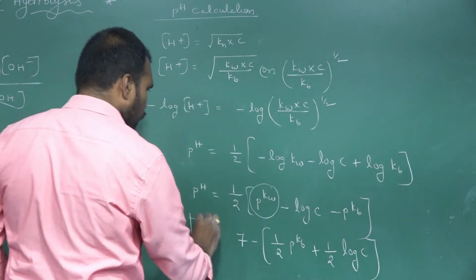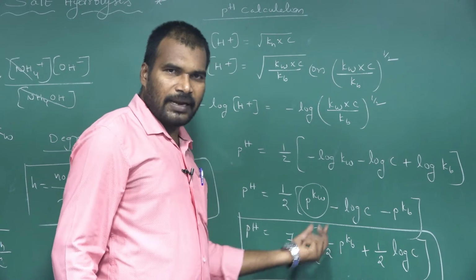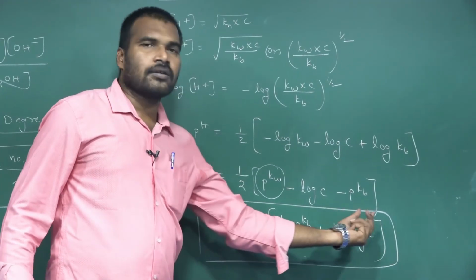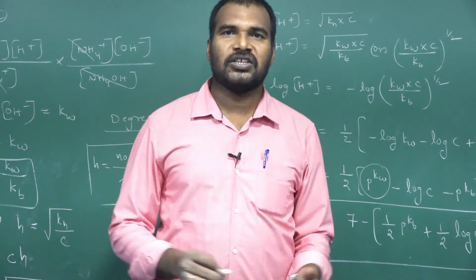So this is a formula that we use, or else you can take half as common here: 7 minus half of (pKb plus log C). So this is the equation we use to calculate the pH of the solution.